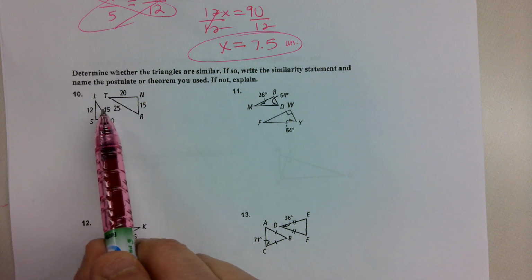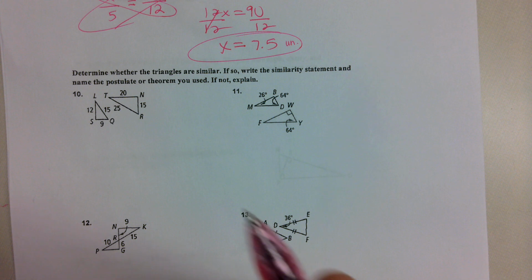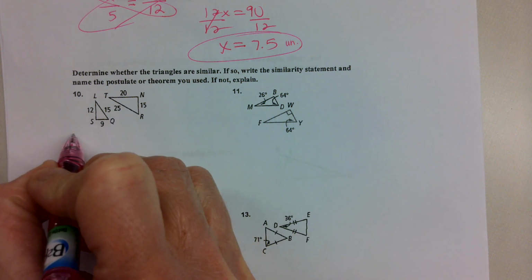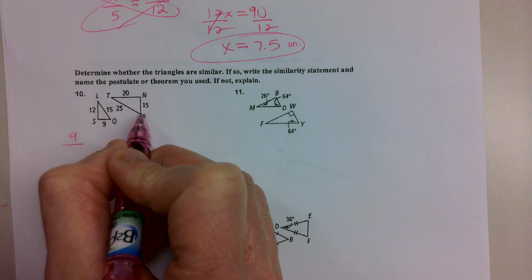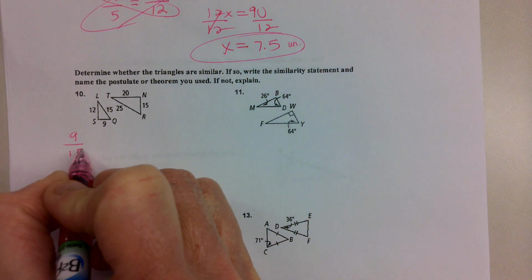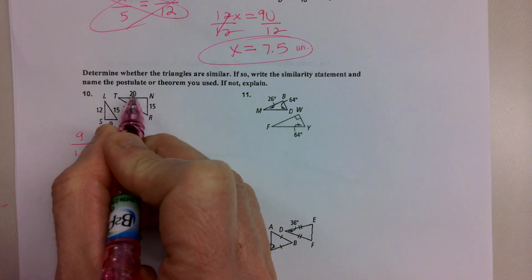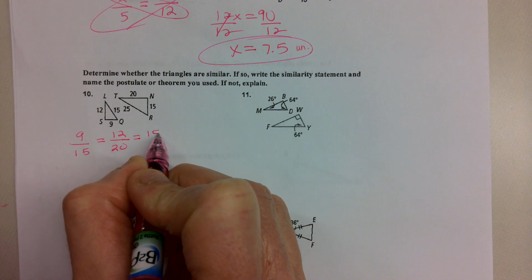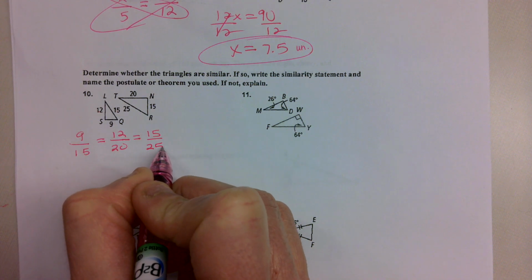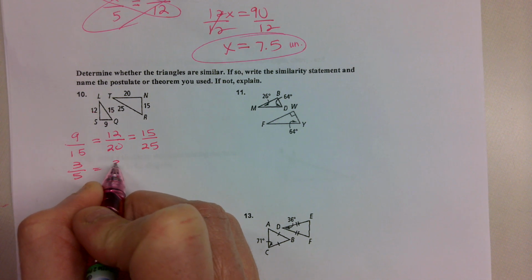So here's sides. You've got to be careful and make sure you put the right ones together. So I always just start with the smallest. So here's my smallest one here, 9, and I go to my smallest one on here, which is 15. And I check to see if that's equal to my next smallest, 12, over my next smallest, 20. And I check to see if that's equal to my biggest over the biggest. And when you simplify these all, they all come out to 3/5.